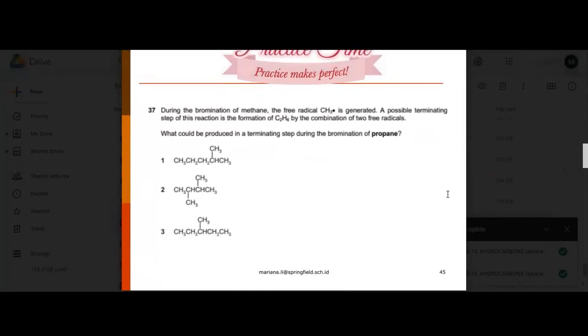This is the last question about alkane. During the bromination of methane, the free radical CH3 is generated. A possible terminating step in this reaction is the formation of ethane by the combination of two free radicals. What could be produced in a terminating step during the bromination of propane? Please try.